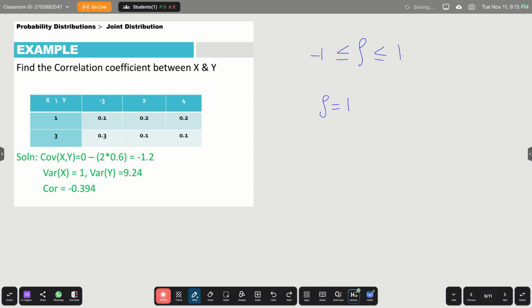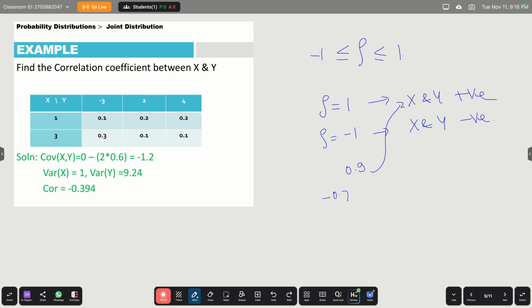So if rho is equal to +1, we say x and y are perfectly positively correlated. Okay, and if rho value is -1, there is a perfect correlation, but negatively, x and y are negatively correlated. Okay, so any value like +0.9 means x and y are positively correlated.